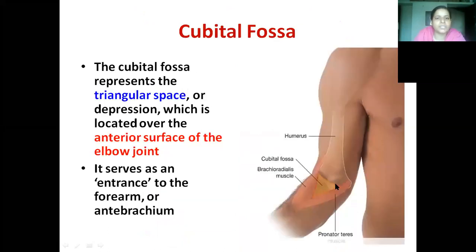So the cubital fossa is a triangular space which is present right in front of the elbow joint. It serves as an entrance to the forearm. That means the whole area from the shoulder to the elbow, you call it the arm. From the elbow to the wrist, you call it the forearm, isn't it?